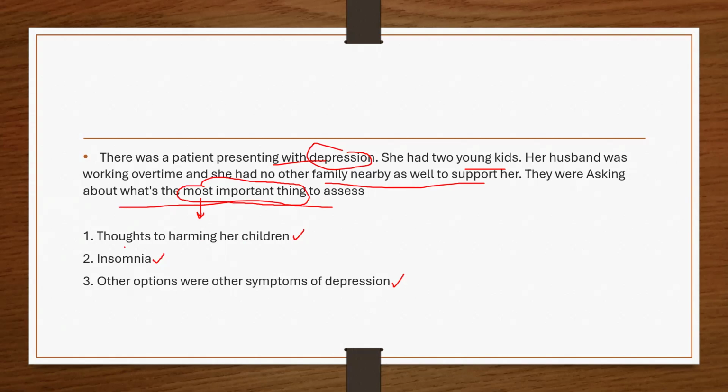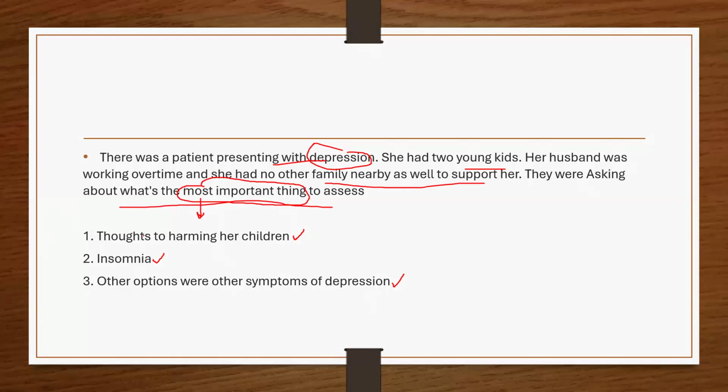Okay. So for all three of these, you have to assess. But out of these 3, you have to decide what is the most important thing. The most important thing to assess, especially in psychiatric cases, especially in depression, is the risk of harm to self or to others. In any psychiatric case, always remember to assess the risk of harm to themselves or to others. So you should definitely assess that, because why? If you fail to assess that, it would end up in a catastrophic disaster.